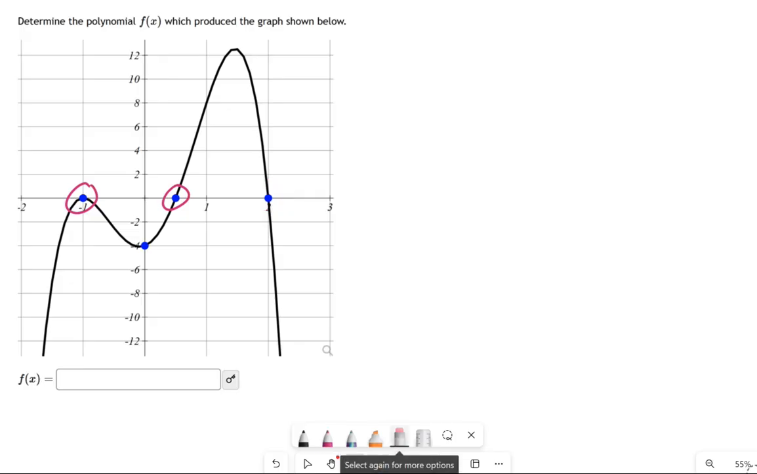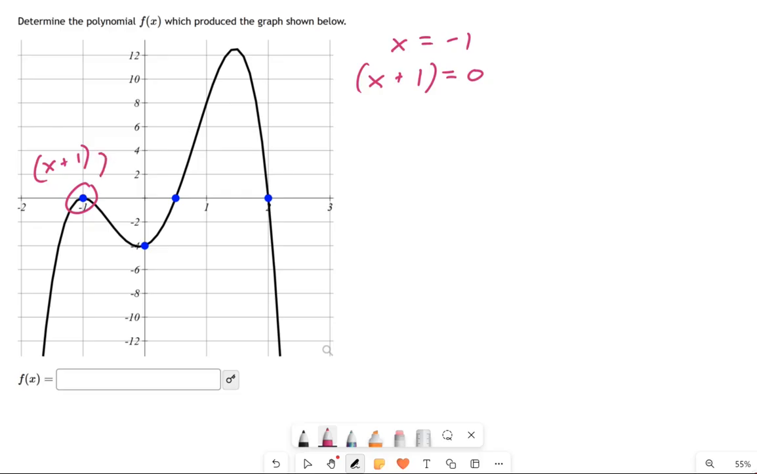So if you look at the first one over on the left, that says x equals -1. Well, you can imagine turning that into a factor by adding 1 to each side. And now I have a factor, x plus 1 equals 0. You might remember going the other way, taking a factor and going to an x-intercept. Well, it works both ways. So I'm going to say this over here is a factor of x plus 1. That guy right there. Okay?